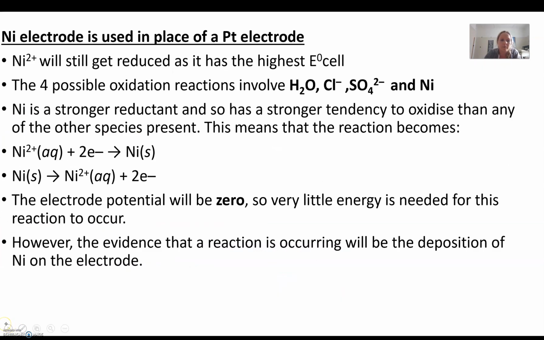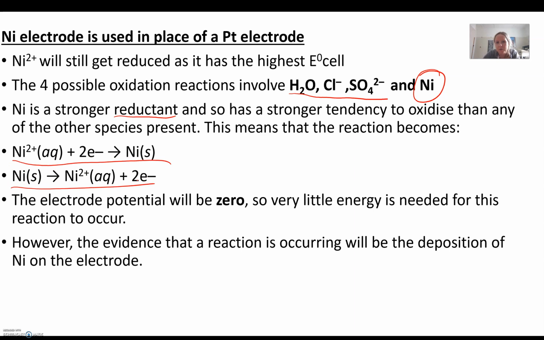Okay, and then I think the last part of the question was what would happen if nickel was being used in place of a platinum electrode. So if we used nickel instead, nickel would still get reduced because it has the highest reduction potential. But the problem now is that there'd be 4 different oxidation equations. So instead of just those options, nickel, the metal, could also get oxidized. So you'd have to look at the reduction potentials. And actually when you do, nickel is a stronger reductant, and so is more likely to get oxidized than any of the other species, which means nickel would both get reduced and oxidized.